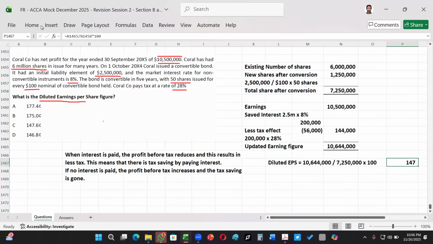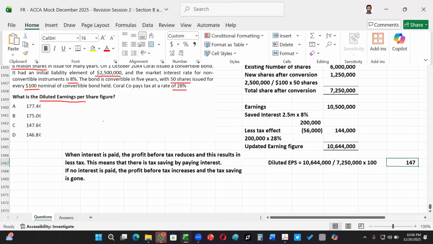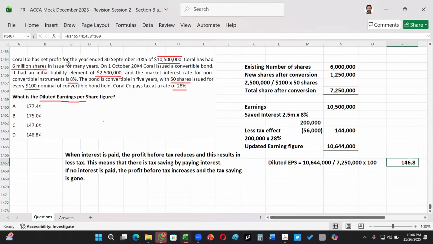Let me just unround it. Or it is 146.8 rather, if we unround it. So here we go. Yeah, the answer is 146.8. That is the correct answer.